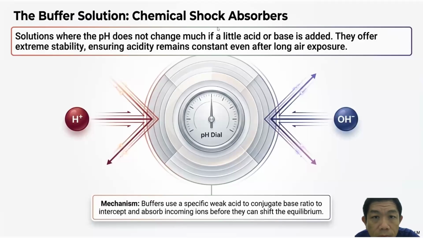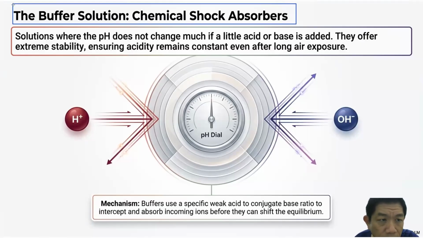Good evening, everyone. So we are going to continue on with the fourth video about the acid-base equilibria, where in this video we are going to talk about buffer solutions, which is a chemical shock absorber.